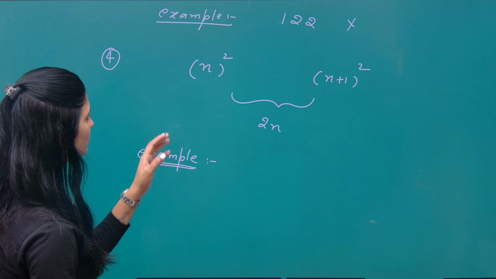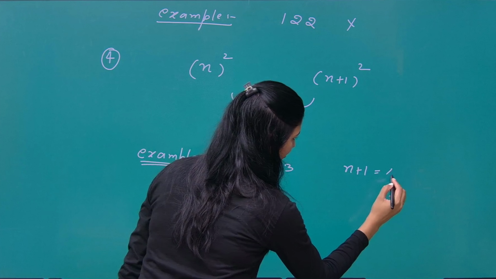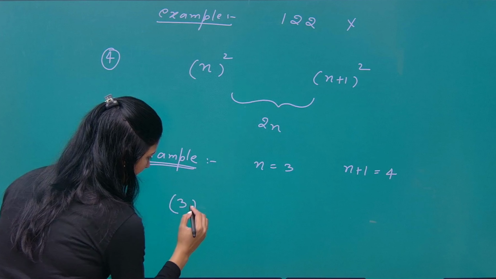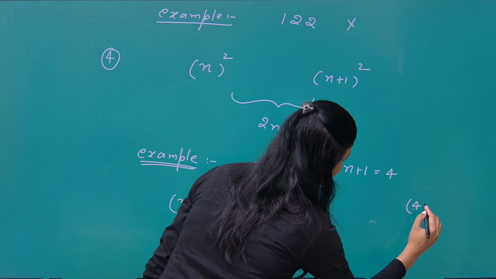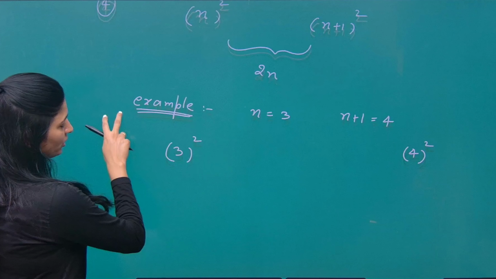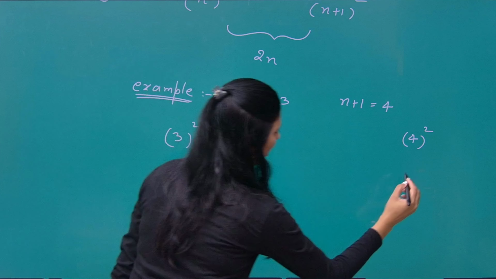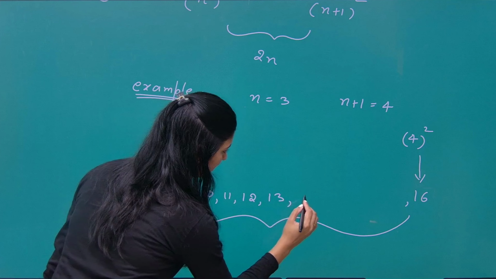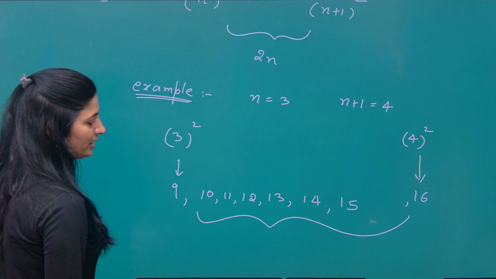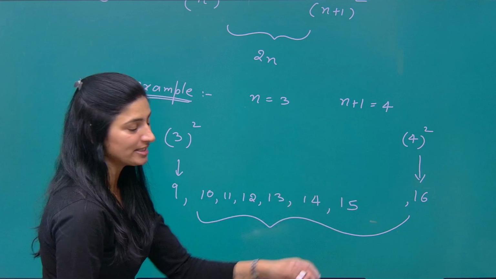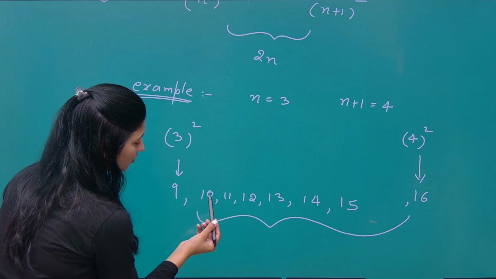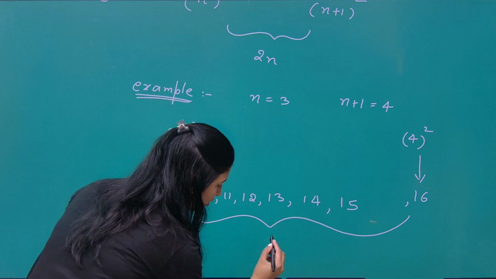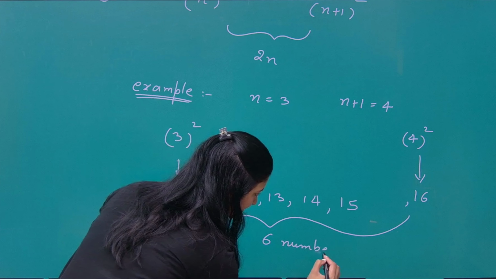Let n be equal to 3. Then definitely our n plus 1 will become 4, right? Now let's see n square, which is 3 square, and 4 square. So 3 square gives us 9 and 4 square gives us 16, right? Now what all numbers are there in between 9 and 16? So we have 10, 11, 12, 13, 14 and 15. So we have these numbers between 9 and 16. If we count the numbers, we have total 1, 2, 3, 4, 5, 6. So total 6 numbers we have, right?